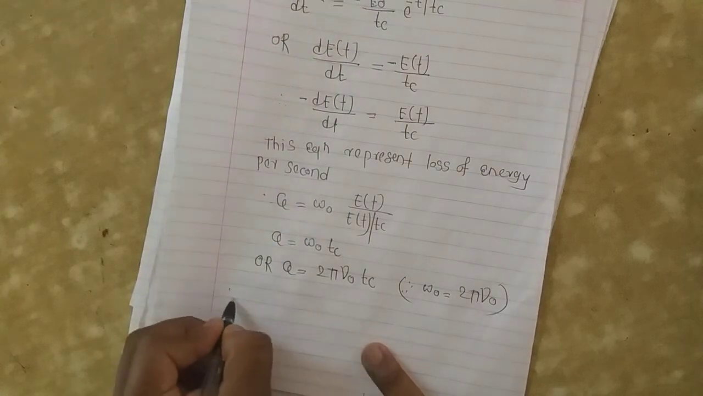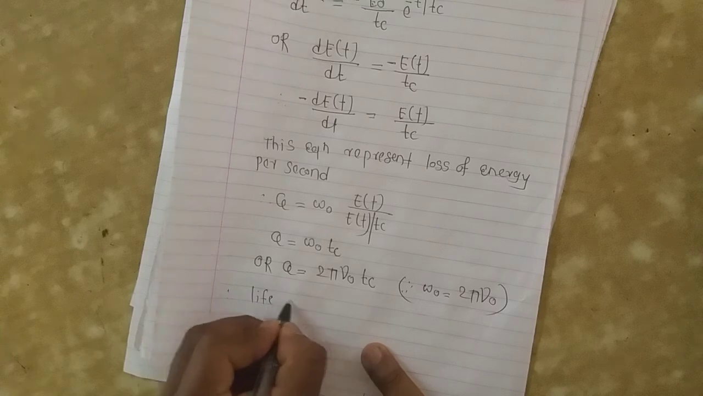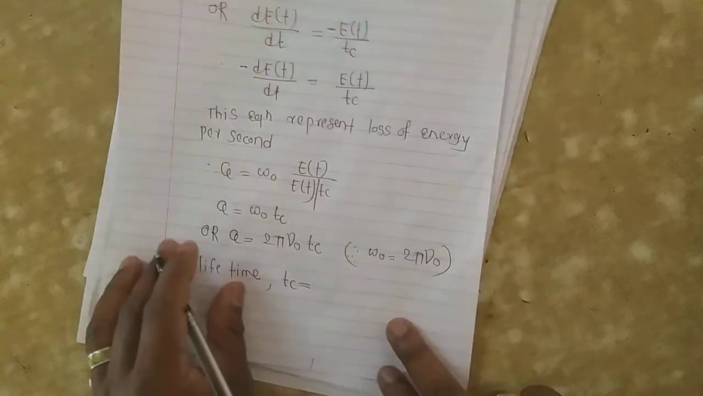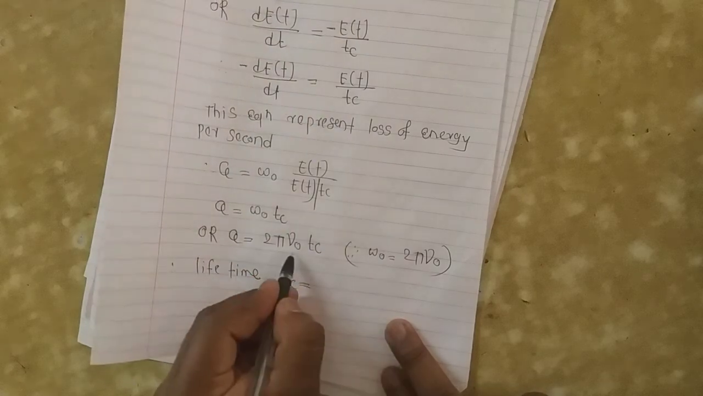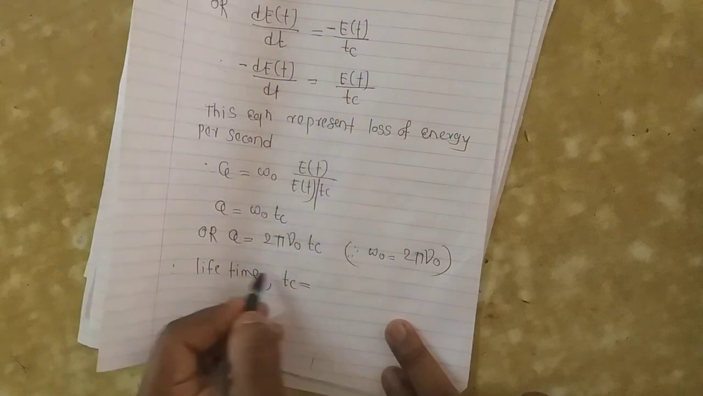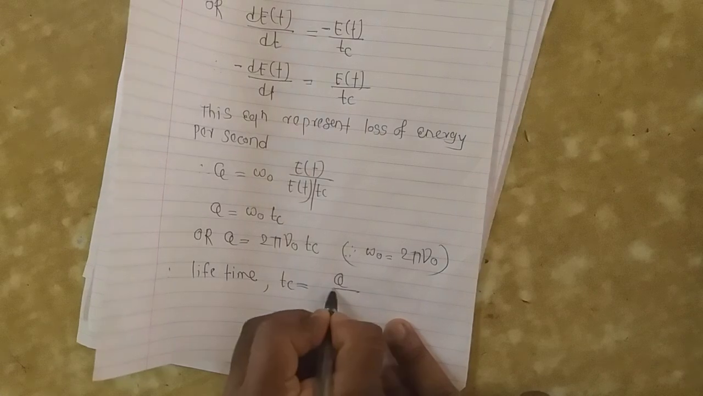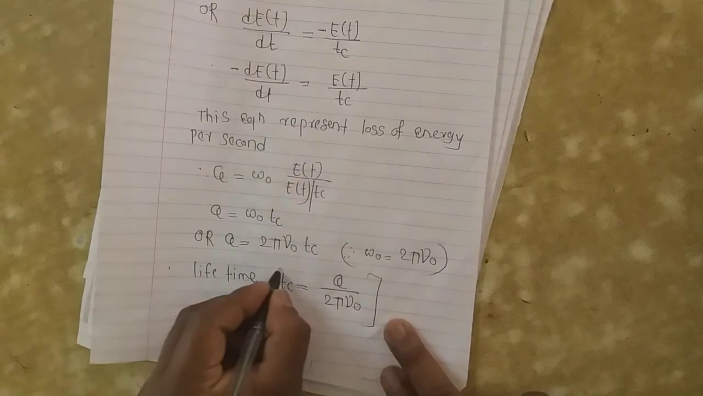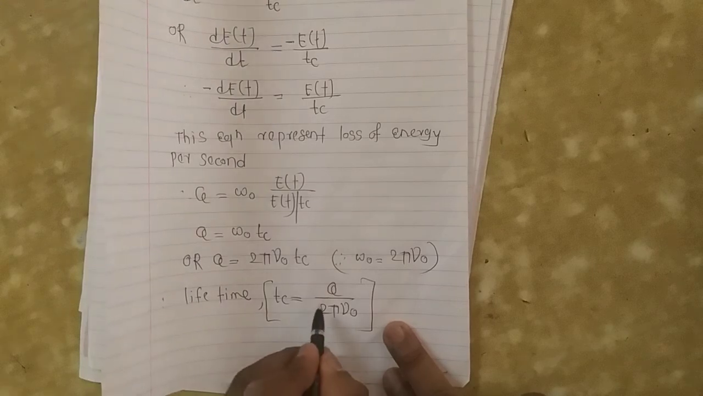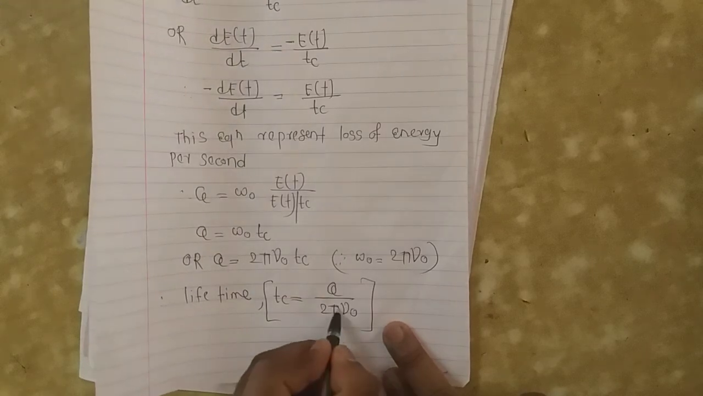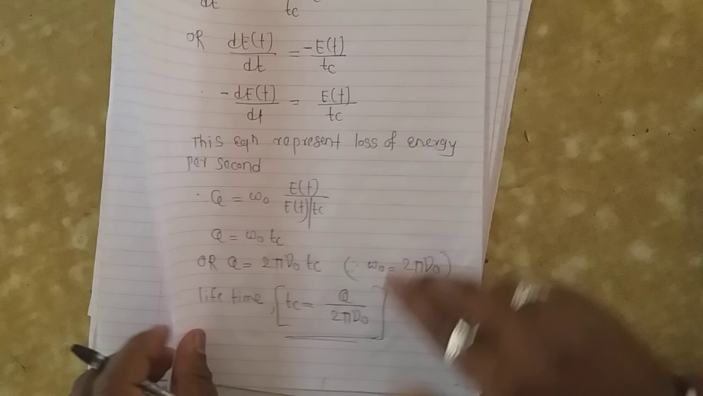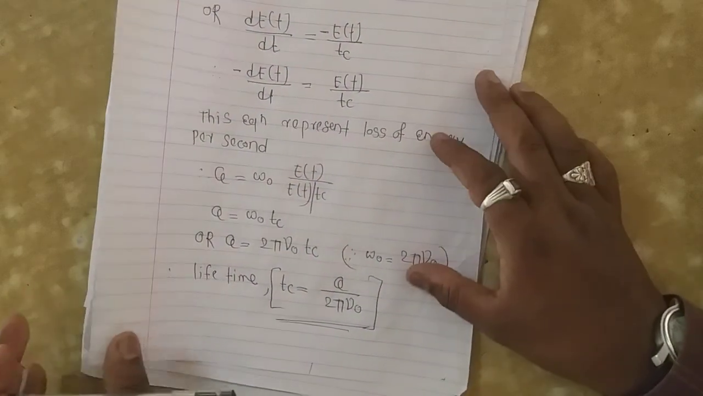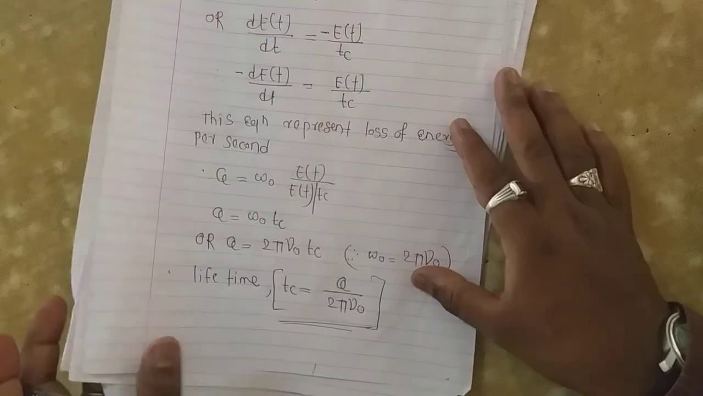Therefore the cavity lifetime t_c, transforming that side, is equal to Q divided by 2 pi mu naught. This Q is the quality factor of the cavity, and this t_c is the lifetime of that cavity.